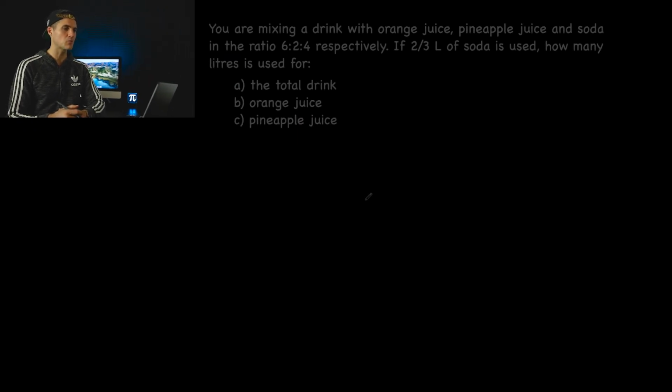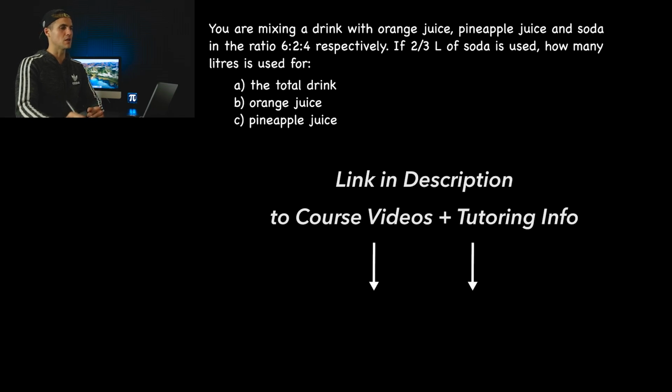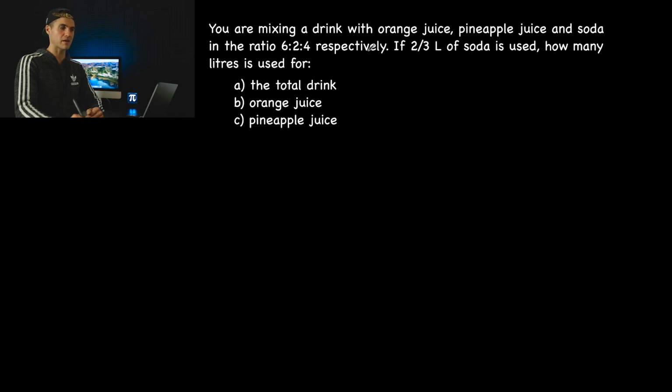Patrick here, and moving on to the next example, dealing with ratios with proportions. So we're told that you are mixing a drink with orange juice, pineapple juice, and soda in the ratio 6, 2, and 4 respectively. If 2/3 liters of soda is used, how many liters is used for part A, the total drink, part B, orange juice, and then part C, pineapple juice?